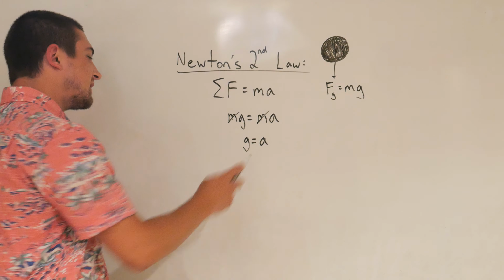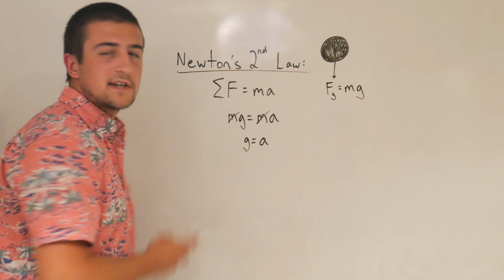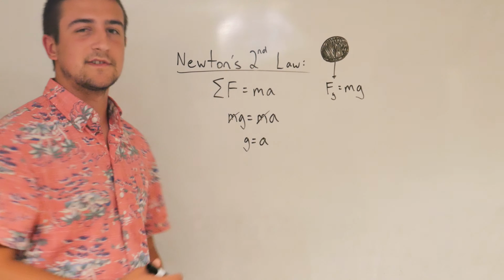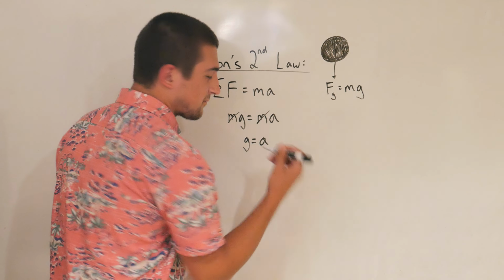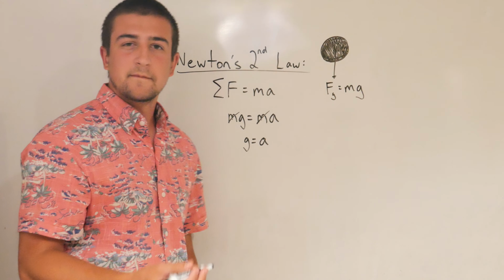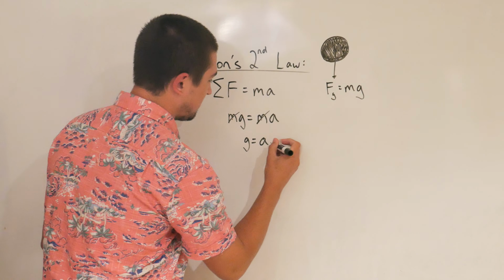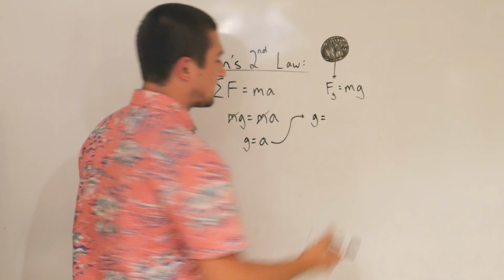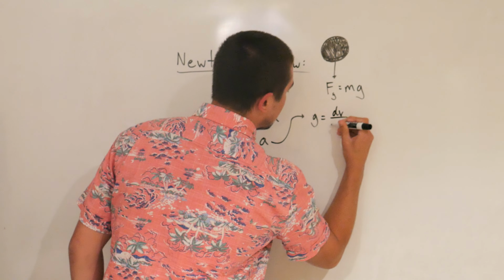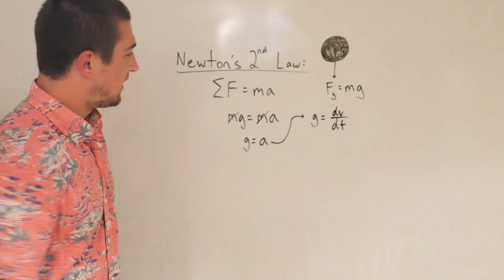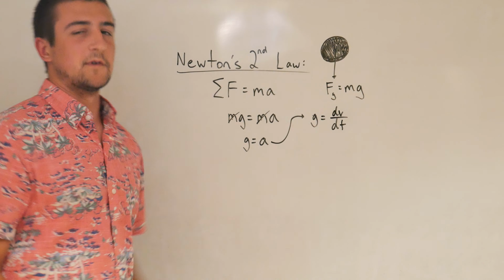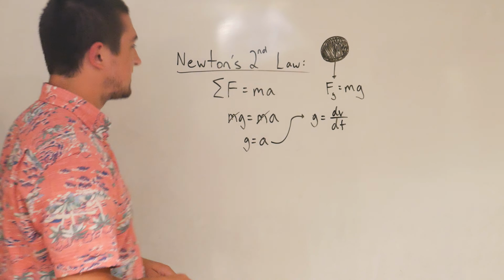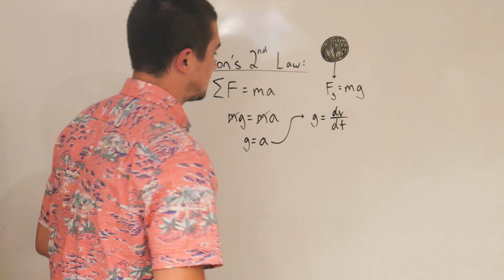Now looking at this, you could point out that acceleration, that's the rate of change or the derivative of velocity. It's how velocity changes over time. So we can write in for acceleration the derivative of velocity, and we'll do that. So we have g on this side is just equal to dv/dt. And this is called a separable differential equation. It's one of the more simple kinds to solve, which makes it a good first experience with differential equations.